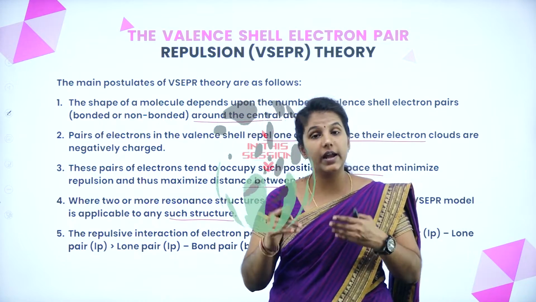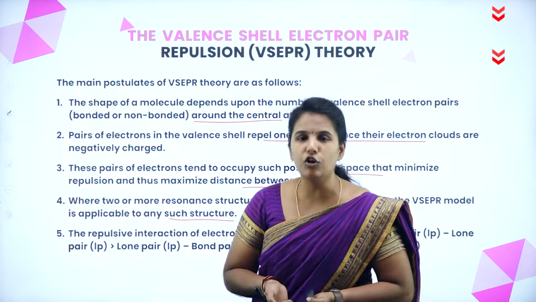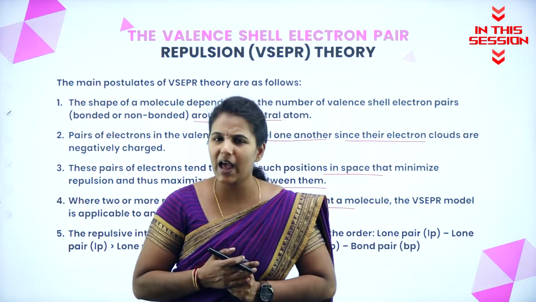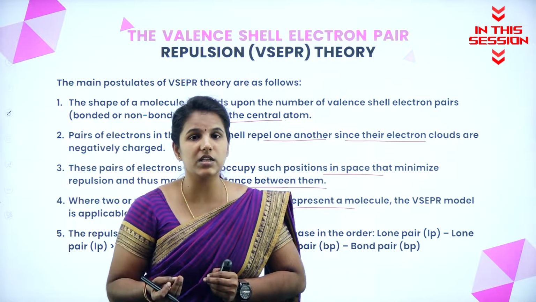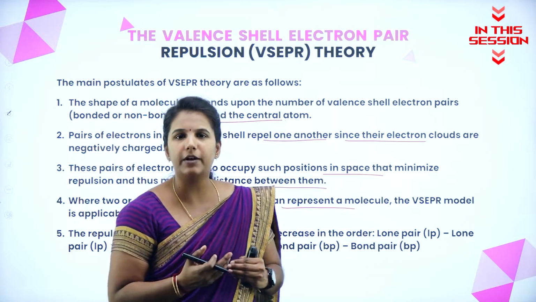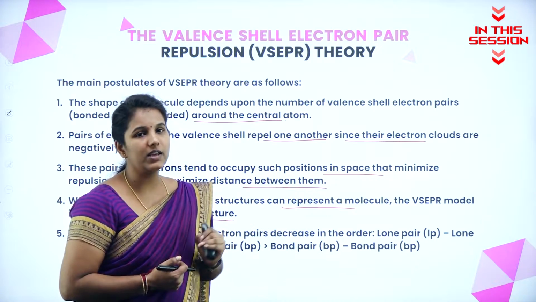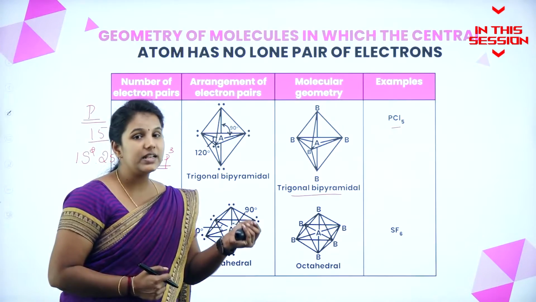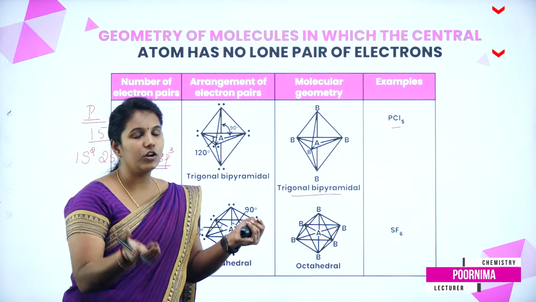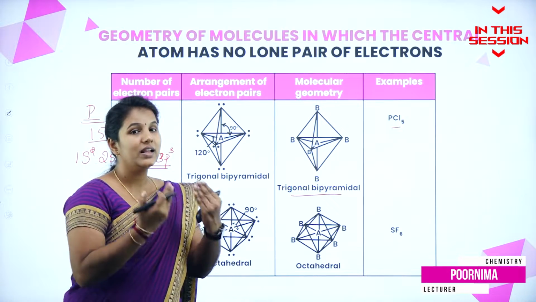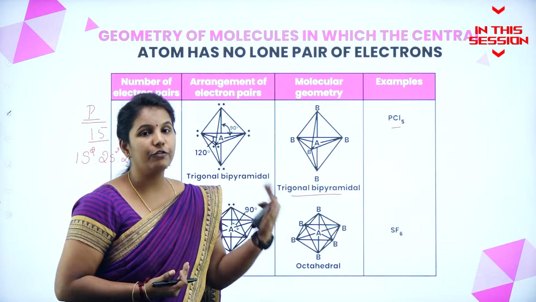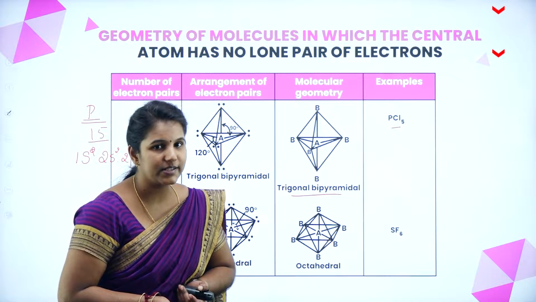Suppose you consider any molecule that has a resonance structure, and you are not able to predict the structure, that can be easily predicted by using what? VSEPR theory. The central metal atom has 5 electrons in its outermost shell, and those 5 electrons get paired up with the single chlorine atoms, forming a PCl5 structure.